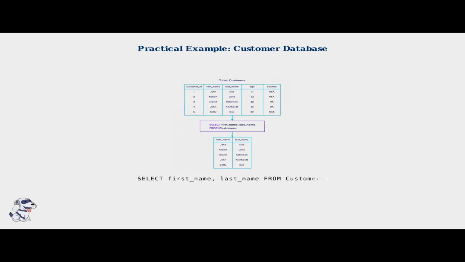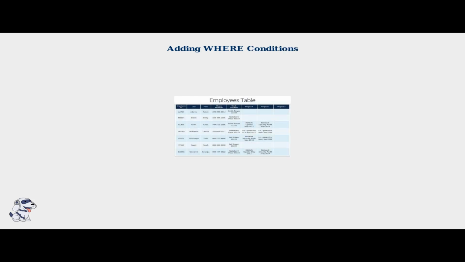The query shown selects only the first name and last name columns from the customer's table. Notice how select specifies exactly which columns we want, and from tells us the source table. Now let's look at a more complex example using an employee table. This table contains employee information, including their work location and assigned projects. This query demonstrates all three SFW components. Select chooses specific columns, from specifies the employees table, and where filters for only employees working in New York.